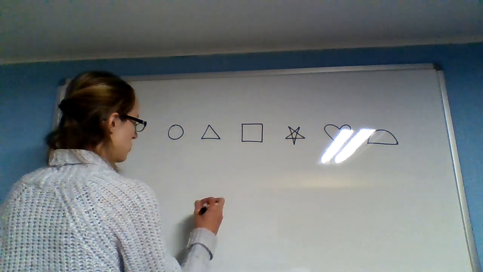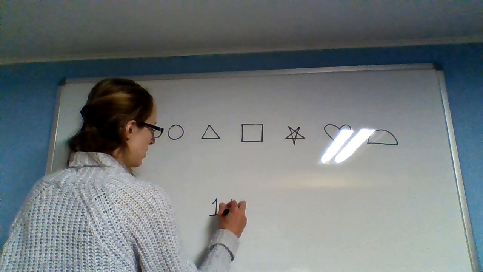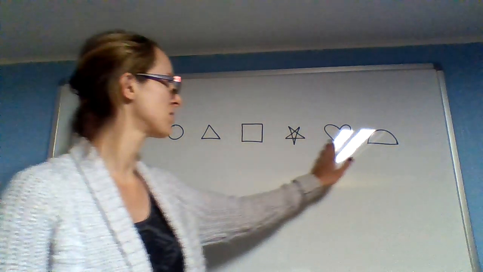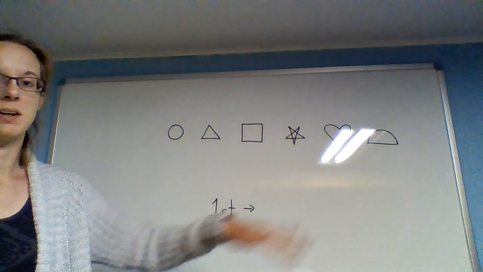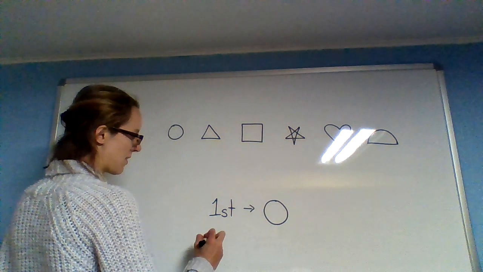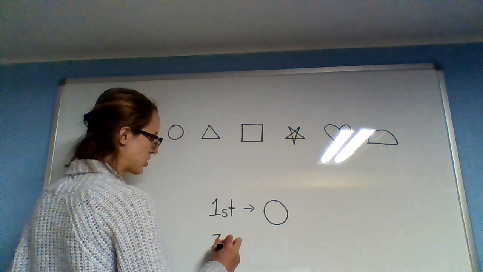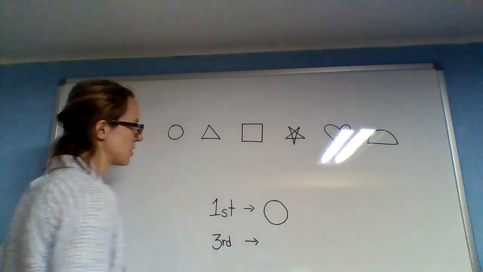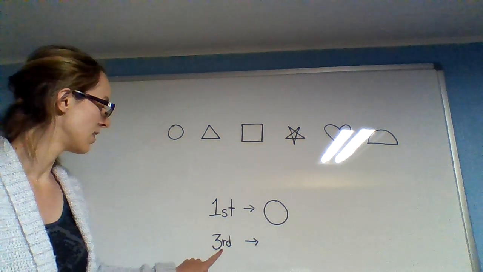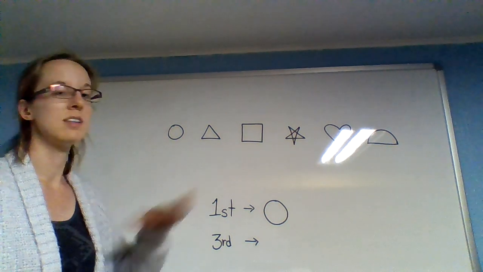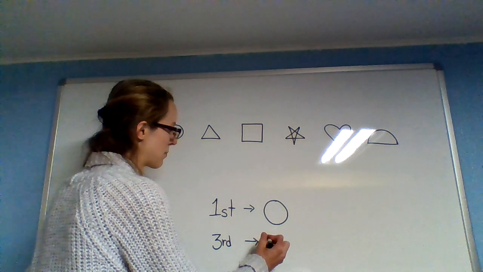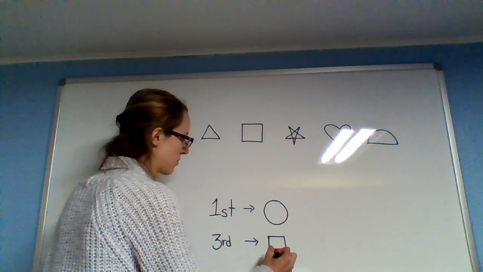We can talk about these shapes and what order they are in. So if I ask you what is the first shape in this order, if we read from left to right, the first shape in this order is a circle. If I ask you what the third shape in this order is, if we read from left to right, the 3 in third tells us to count across till we get to spot number 3. So 1, 2, 3. The third shape in this order is a square.